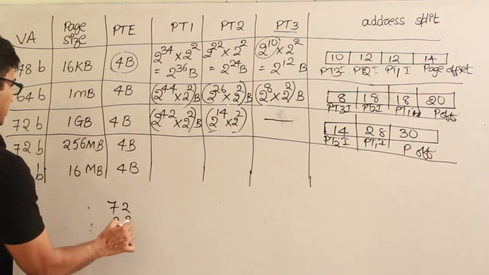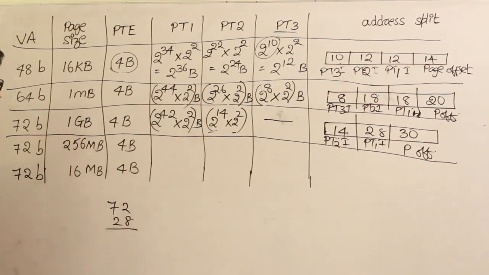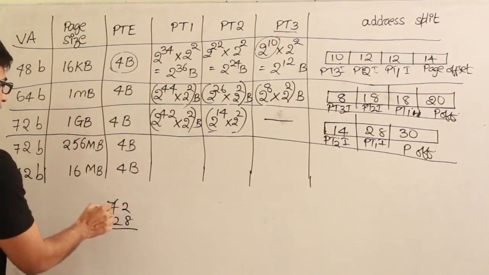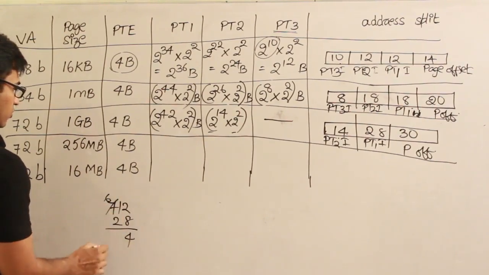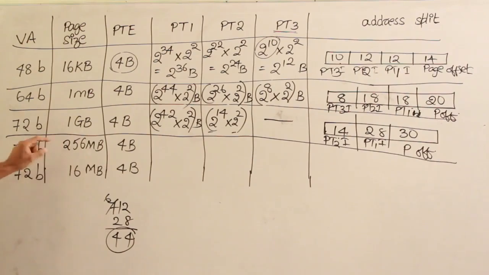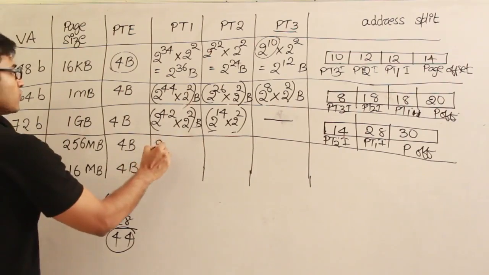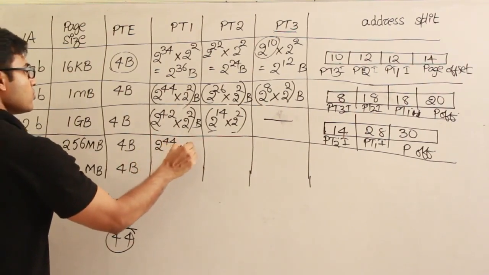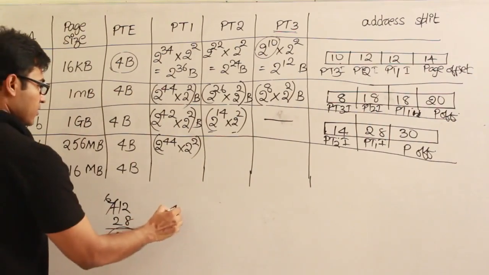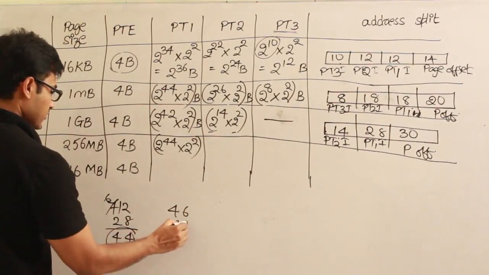72 minus 28. Depending on this number, we can find out the number of pages and the number of entries in the next level page table, right? So how much is this number? It is 44. Therefore, the number of pages in this page table for this process will be 2 power 44. Therefore the number of entries in the page table will be 2 power 44 into 2 power 2, which is 2 power 46, right? And again you have to subtract 28 from 46.